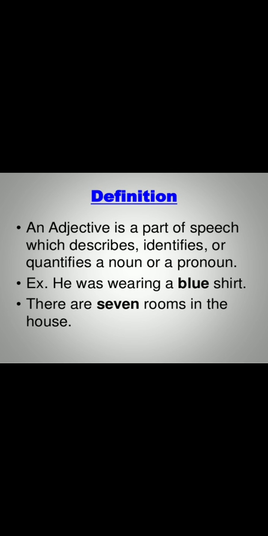We can see more examples also. Ansh is an intelligent boy. Calcutta is a big city. I bought 5 oranges. He is an honest man. Here, the words intelligent, big, 5 and honest, describing a boy, city, oranges and man, are the adjectives. So these are the things on adjectives in this chapter.